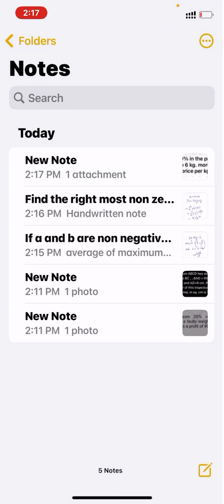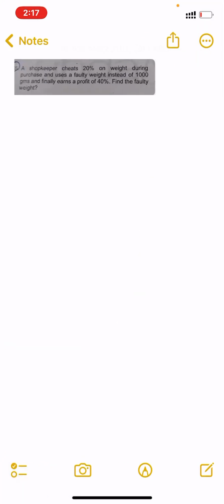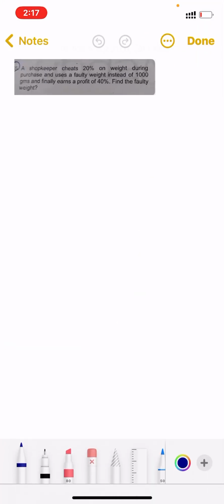Okay, 3 questions done. Now this is a very good question. A shopkeeper cheats 20% on weight during purchase and uses a faulty weight instead of 1000 grams and finally earns a profit of 40%. Now we'll basically be doing this with the multiplying factor approach.